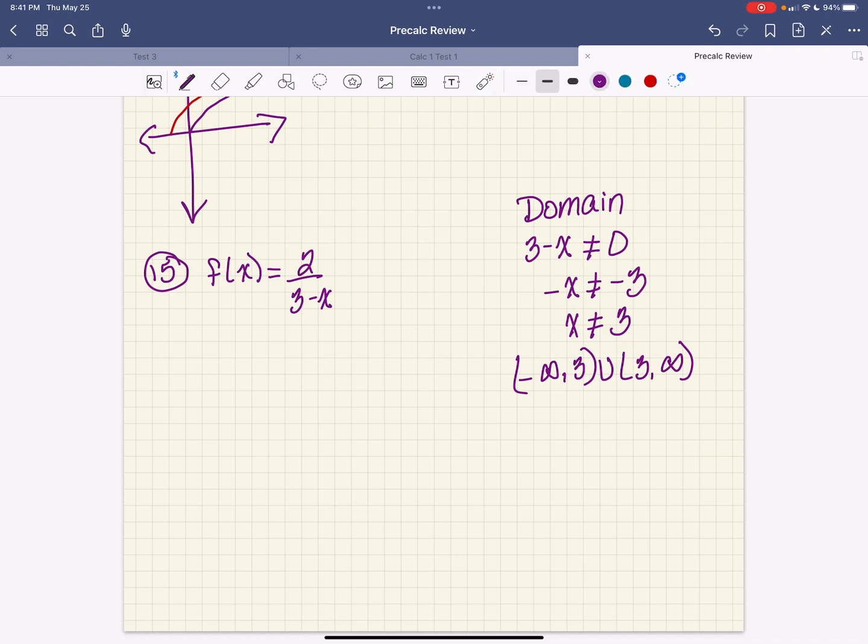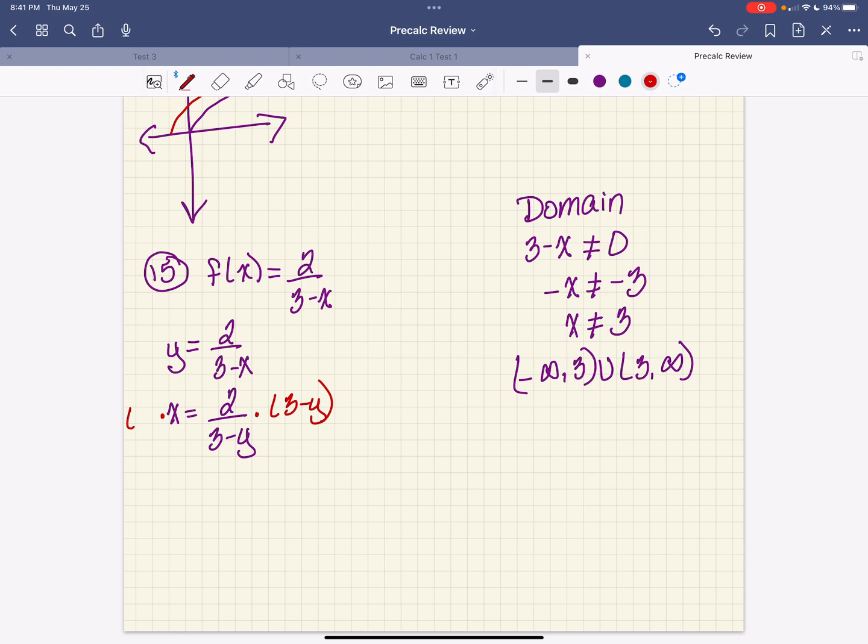So think back to your Math 112 skills. The way that we find the inverse function here is we rewrite this as y equals 2 over 3 minus x. I switch my x and my y, so then I have x equals 2 over 3 minus y, and now I solve for y. So I'm going to multiply both sides by 3 minus y.